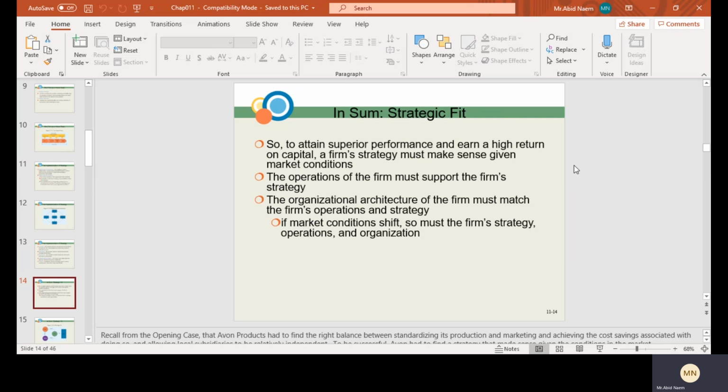Tactical operations and strategic operations should align with the firm's strategy. Then they are going to complement one another. Otherwise it will be a deviation from the strategy. The organizational architecture of the firm must match the firm's operations and strategy. If the market conditions shift, so must the firm's strategy, operations, and organization as well.